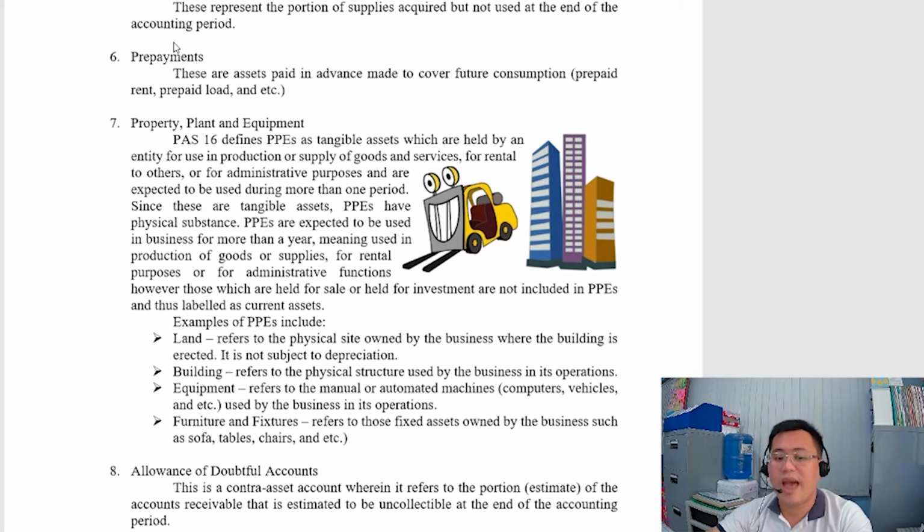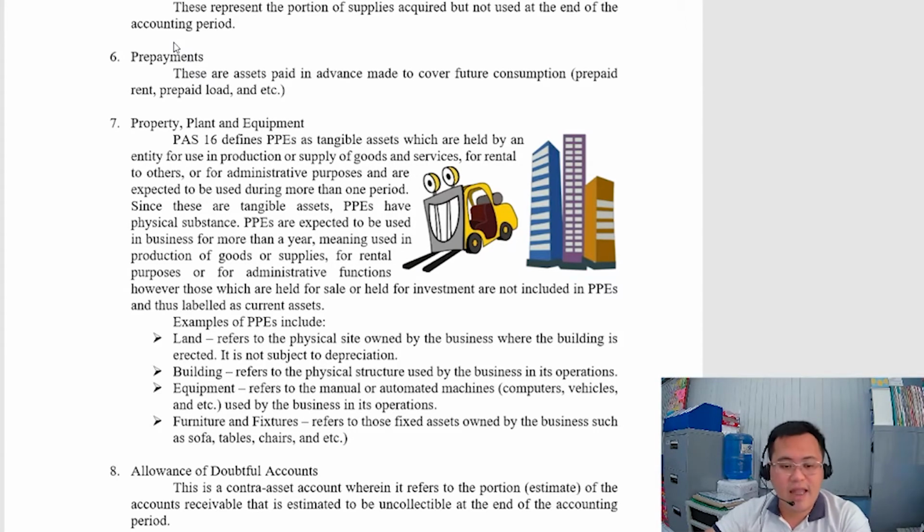That's why we have to set an account which is allowance for doubtful accounts, meaning we are apportioning a certain percentage. Let's say, oh, his business is into bankruptcy. I don't think I would be able to collect 100% of the 100,000. So I'm trying to provision or make an estimate of 30%, which I am in doubt that I would be able to collect. So I would only be expecting around 70%.